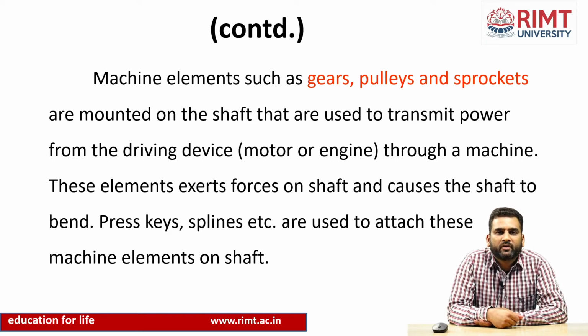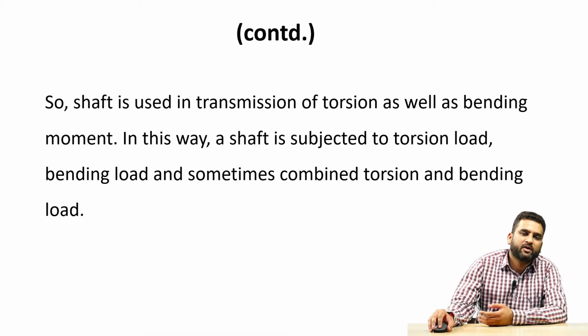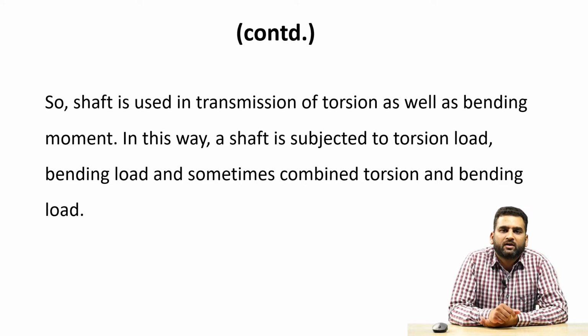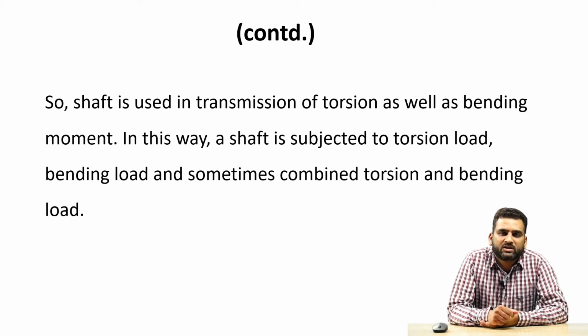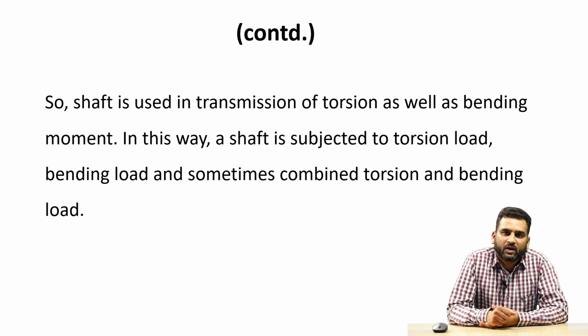So, due to the mounting of these gears, pulleys and sprockets, they also exert some force on the shaft that causes the shaft to bend. In this way we can say that a shaft is used to transmit torsional as well as bending moment. So, in this way the shaft is subjected to various types of load.